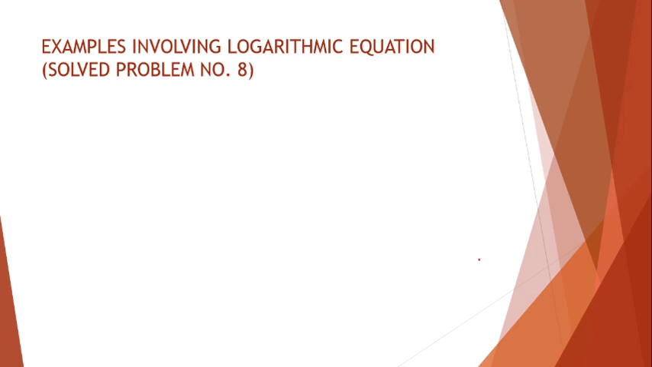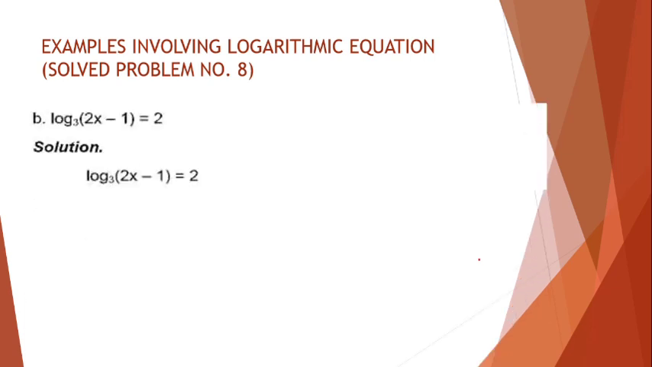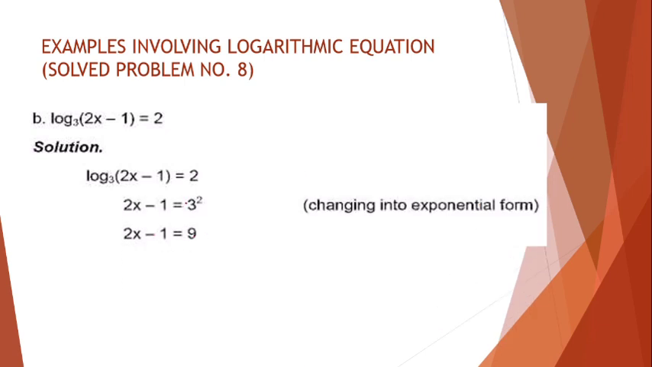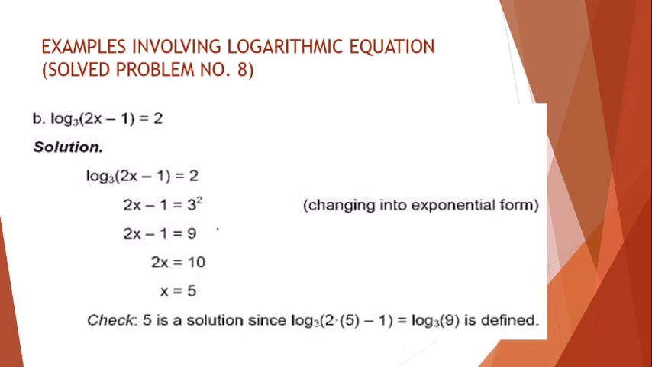Examples involving logarithmic equations, solve problem number 8. So, how about this equation? How did it become like this? You are going to convert. So, we have 3 raised to the 2nd power, and that remains when changing into exponential form. Those are the rules, right? So, next, we have 2x minus 1 is equal to 9. So, 5 again. Why did it become 5? You move the 1 to the other side, so 9 plus 1 is 10. So, divide both sides of the equation by 2, and x is equal to 5. Even if you test it, it's correct. 2 times 5 is 10 minus 1 is 9. When you convert it, it is 9. Okay?